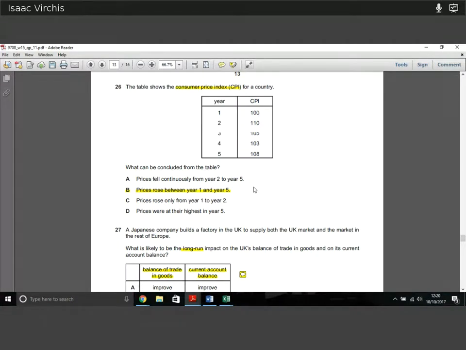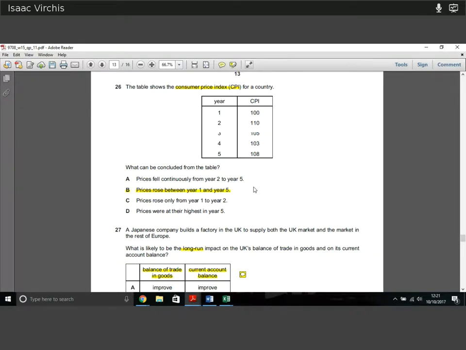For example, I think a computer or an iPad is now in the CPI index, whereas it wouldn't have been 15 years ago. Tape decks would have been, or video recorders. Now we have DVDs, we have Netflix subscriptions. So what can be concluded from the table?